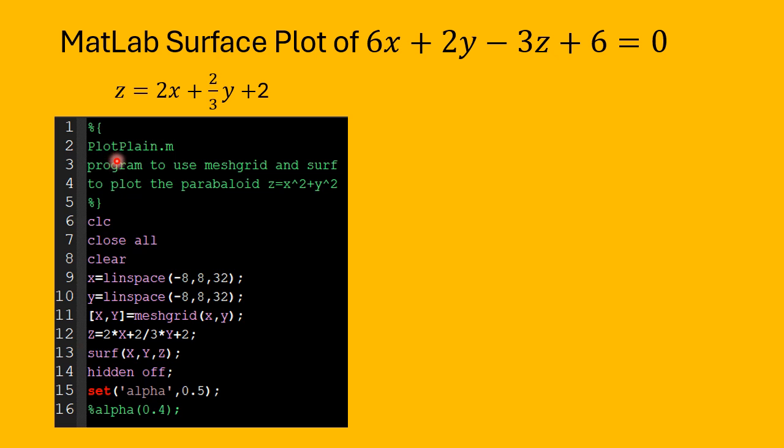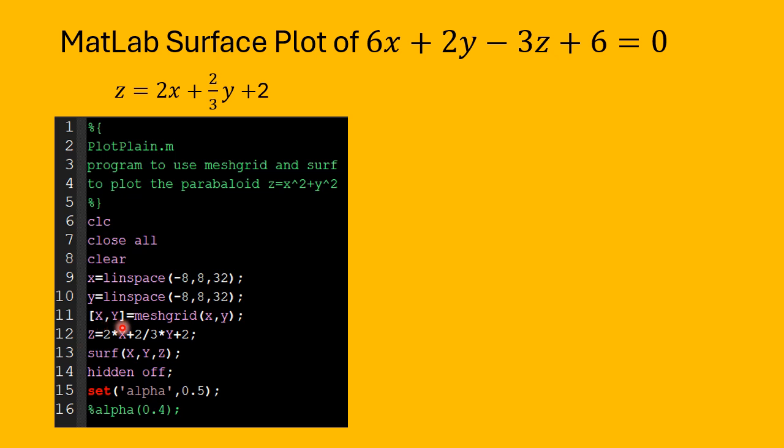First we just have a comment that that's what we're going to do. We're going to clear the workspace, basically clear almost everything, close all the figures, and then we're going to let x be an array whose elements go from minus 8 to 8, and there are 32 equally spaced elements in there. So these are basically numbers that we could have on our x-axis. Similarly, y will be an array containing 32 equally spaced numbers starting with minus 8 and ending with 8, ascending.